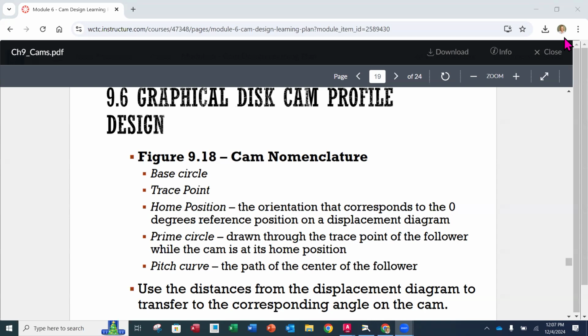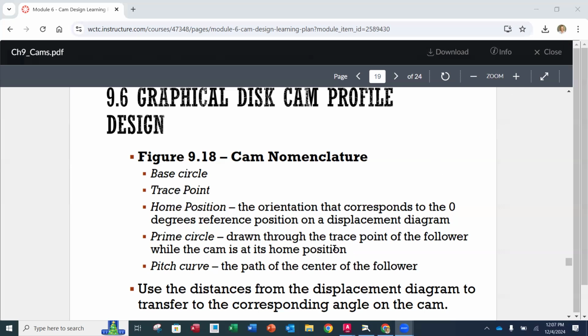So we are now going to be leaving, if you would, the displacement diagram, which gives us a graphical of how that motion is going to be for our follower. But now we have to generate the actual cam profile that it is going to be riding on. So this is going to be the graphical solution for doing that.